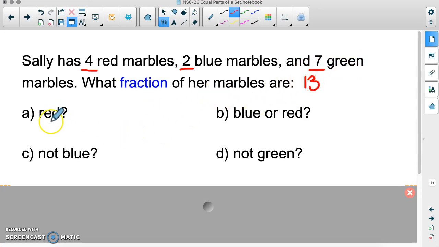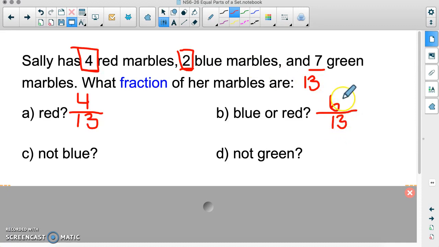What fraction of them are red? Well, she has 4 red marbles. So she has 4 out of 13 marbles that are red. Blue or red. So now we need to take blue and we need to take red and add them together. So 6 of those marbles are blue or red, and it's out of 13 marbles, so that goes on the bottom. What fraction of her marbles are not blue?